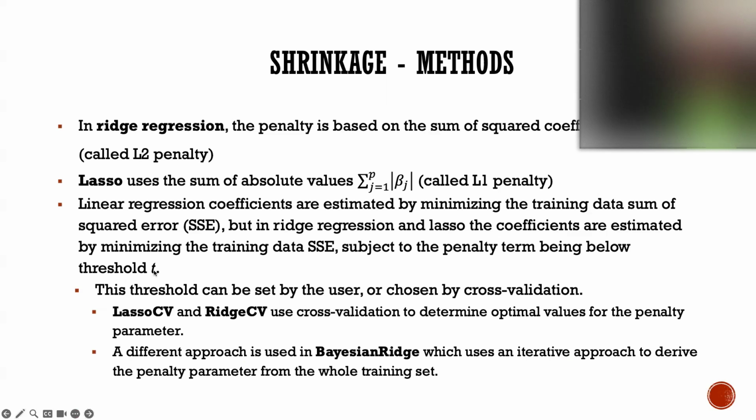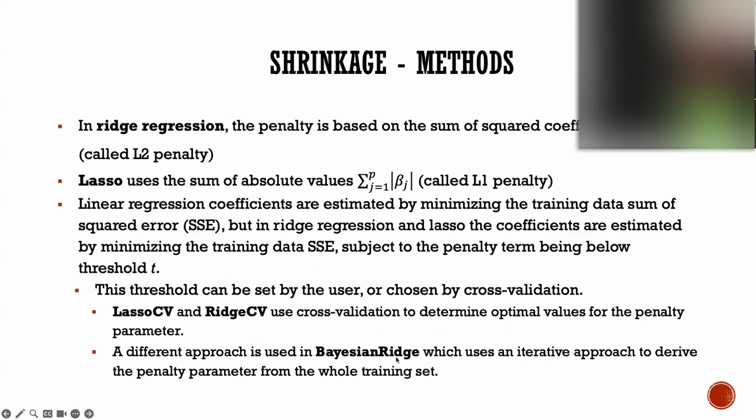So this threshold can be either set by the user. So we could decide what that threshold value is depending on the context, or it can be chosen by cross-validation. That's where this Lasso CV and Ridge CV technique come. When we say cross-validation, basically what it means is it takes subsets of data and tries to run the model and determines what is the right threshold value depending on those subsets. So by using these techniques, we can look at the optimal value for the penalty parameter, or we can ourselves provide a parameter in the model.